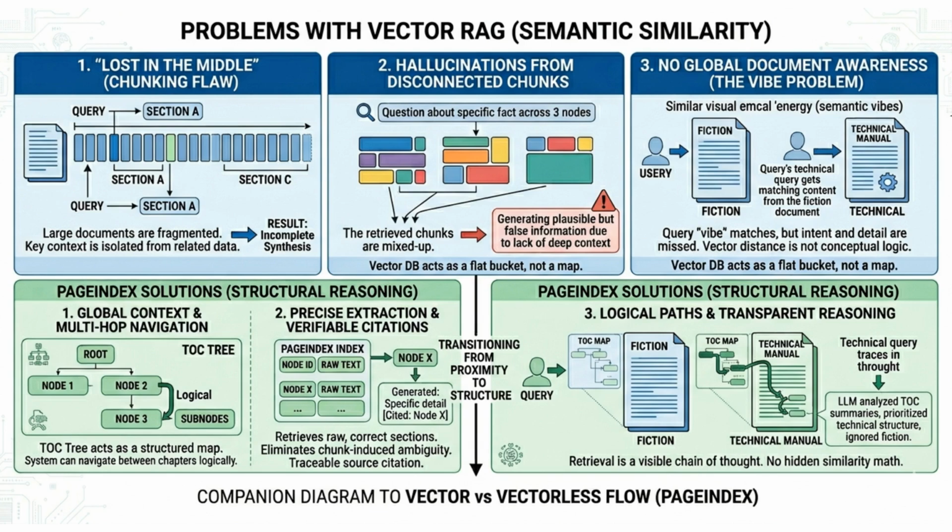A user asks a technical query about specific functionality. The vibe match may retrieve content from the fiction document instead of the manual. The query's intent is technical, but because the system is prioritized on similarity math rather than conceptual logic, it gets completely off track.